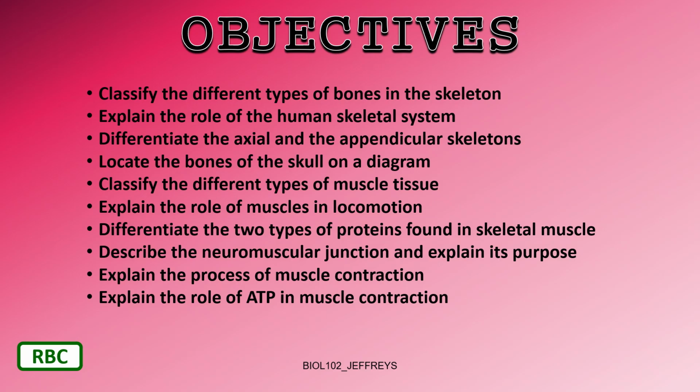So our objectives for this chapter: classify the different types of bones in the skeleton, explain the role of the human skeletal system, differentiate the axial and the appendicular skeletons, locate the bones of the skull on a diagram, classify the different types of muscle tissue, explain the role of muscles in locomotion, differentiate the two types of proteins found in skeletal muscle, describe the neuromuscular junction and explain its purpose, explain the process of muscle contraction, and explain the role of ATP in muscle contraction. Okay, so here we go.